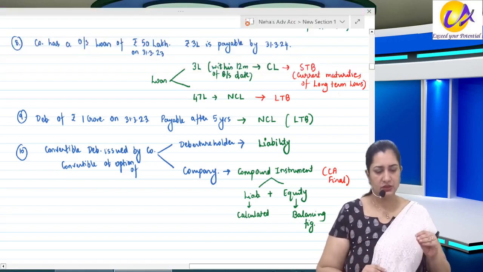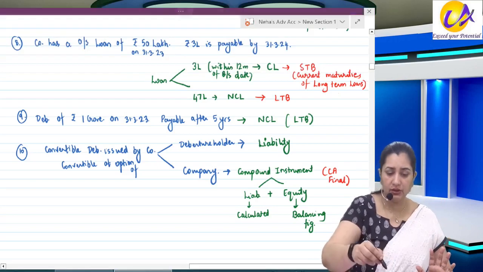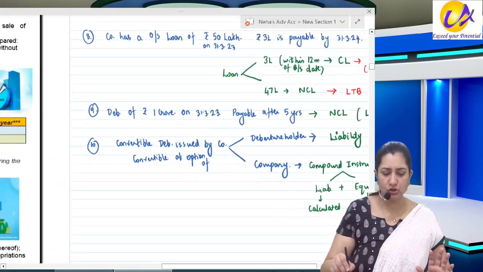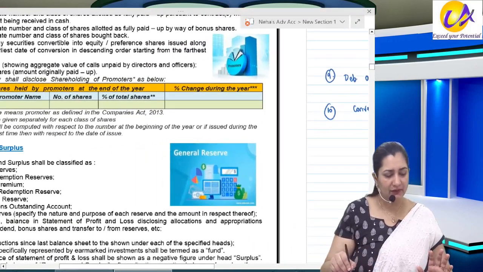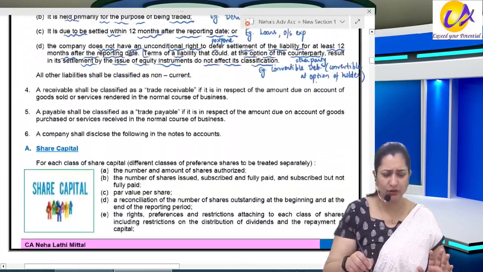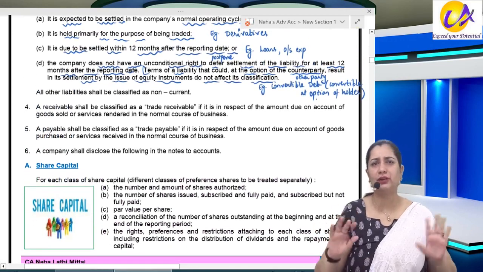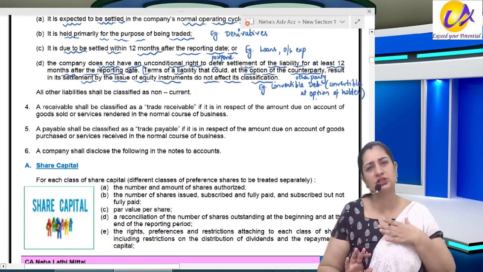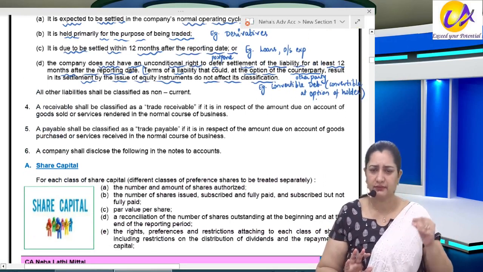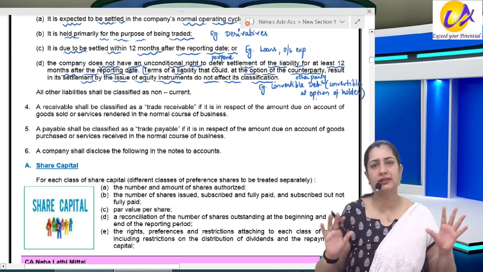See, in Schedule 3 you can get a 5-mark question in terms of theory, like what is it, where will you show it, those kinds of things. But when we do big sums of 20 marks, that time it will not matter. They will just write debentures, we will put it over there. We will not bother about it. We'll just call it a liability only. I'm telling you what will happen in the big sums, okay? So now this is clear.